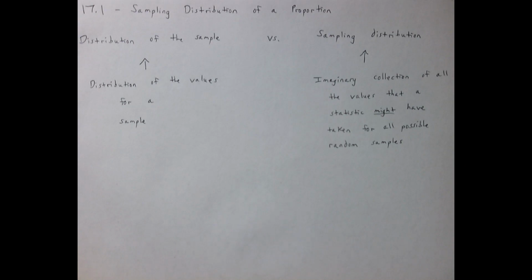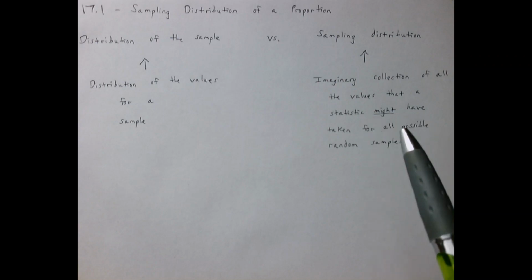This is in contrast to the sampling distribution, where you imagine taking every possible sample of 25 Reese's Pieces candies and then looking at the sample proportion for each of those imaginary samples.